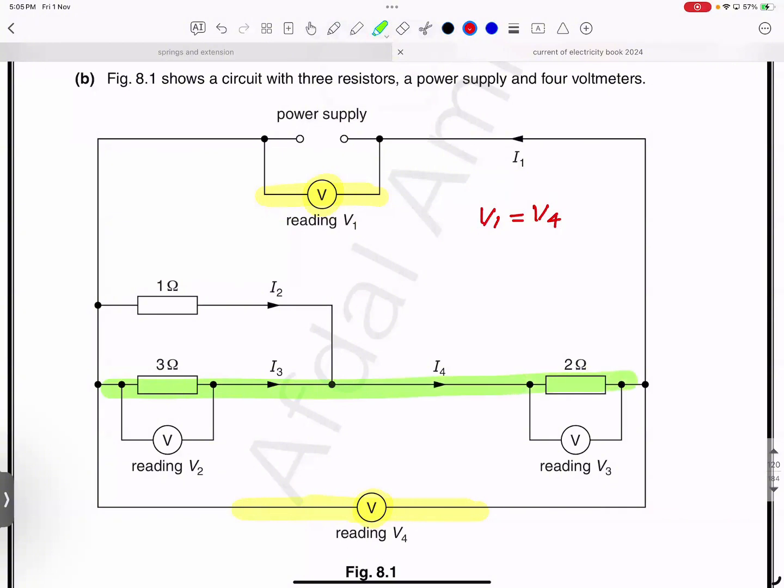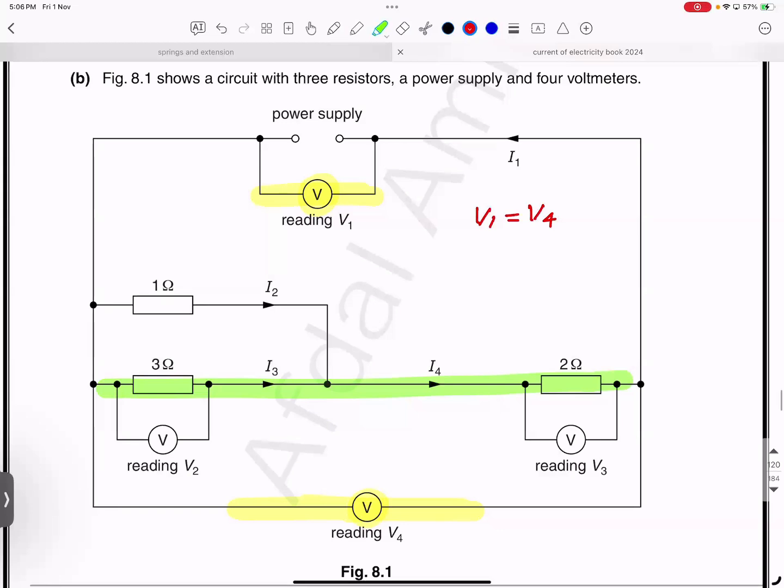Now, this part of the circuit I'm shading with a green color is in series. So can I say V2 plus V3 is equal to V4, or you can say V2 plus V3 is equal to V1? Because they are in series, the voltage is distributed. Today in MCQs, I told you a law.